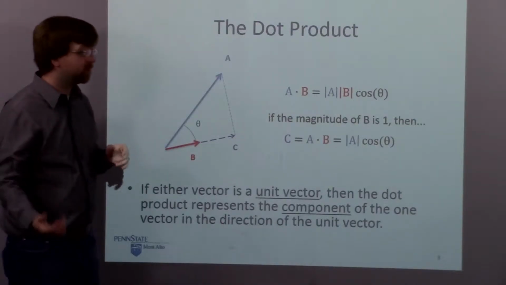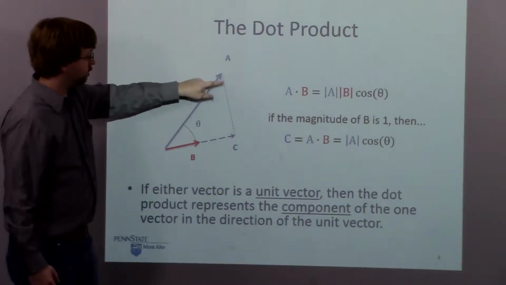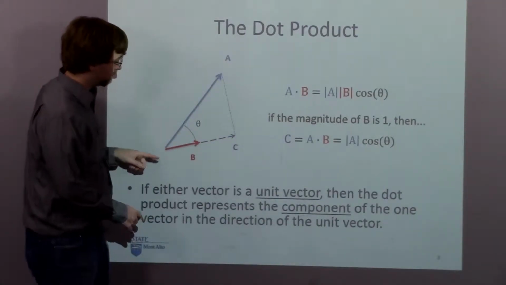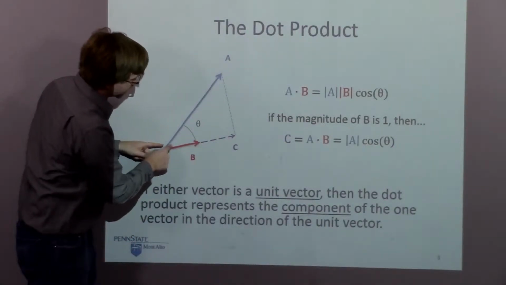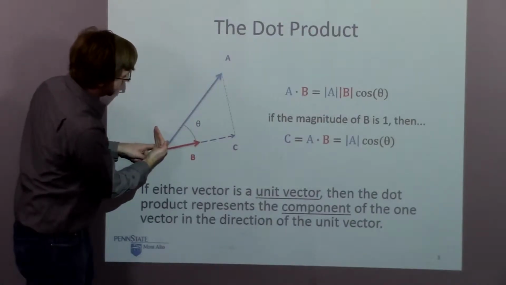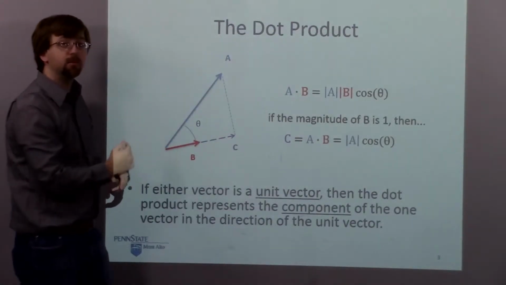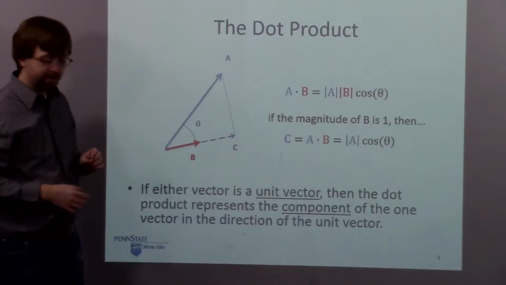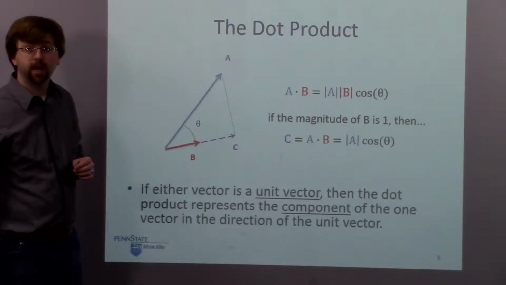basically the component of vector a in the direction of b. It's going to form a right triangle here, and if I did this as the x-axis, it'd be the x component. If b was the y-axis, it'd be the y component, and so on. So it's finding the component when we've got that second vector as a unit vector there.